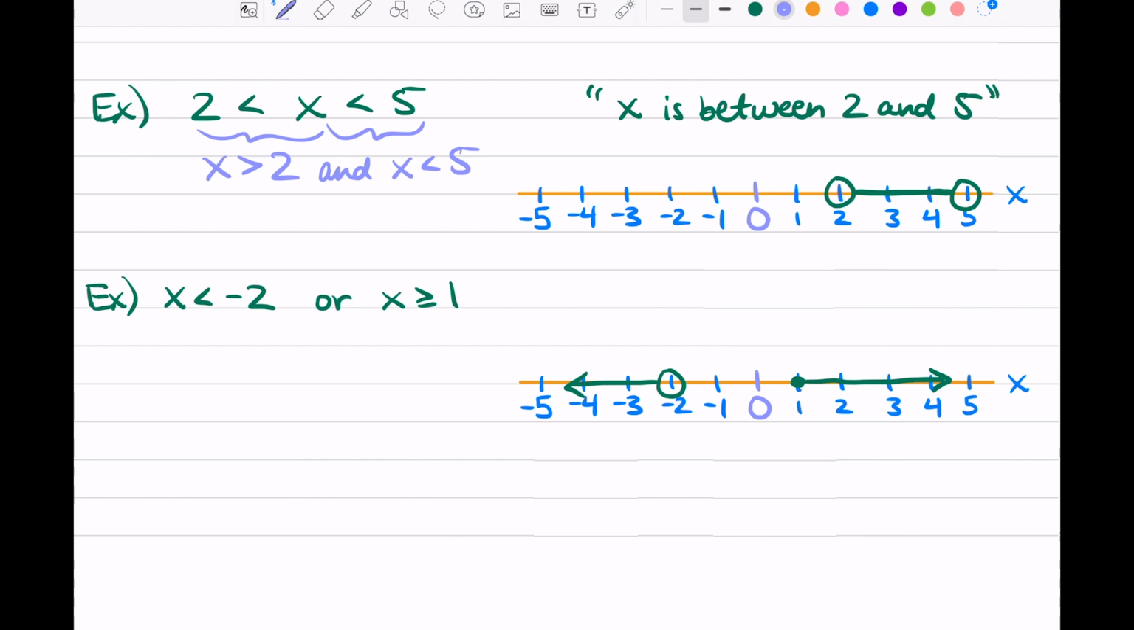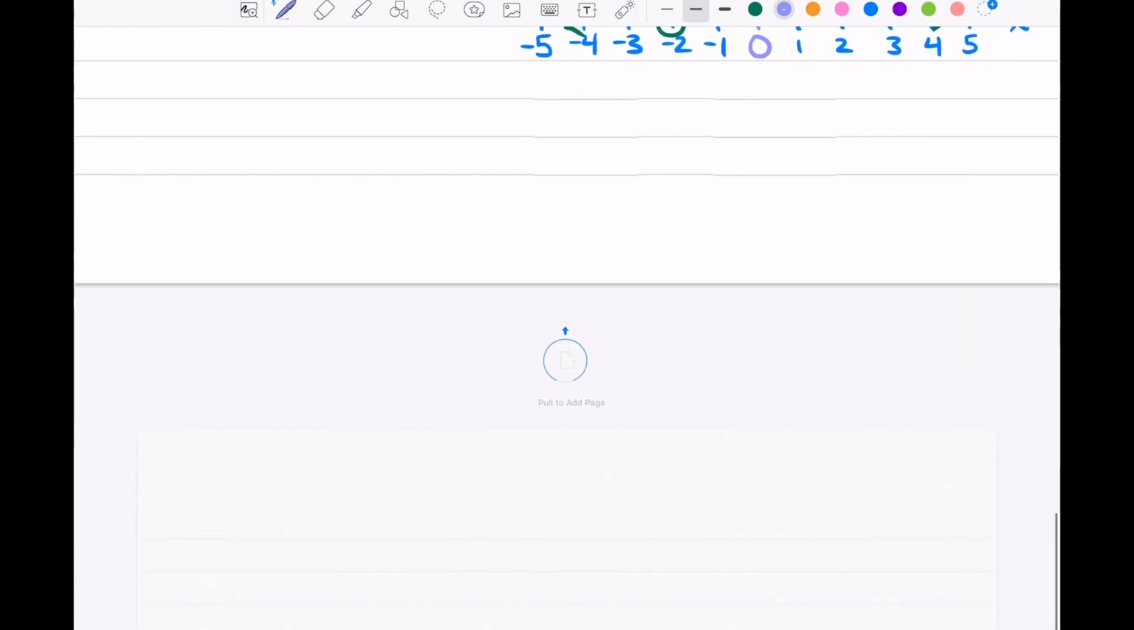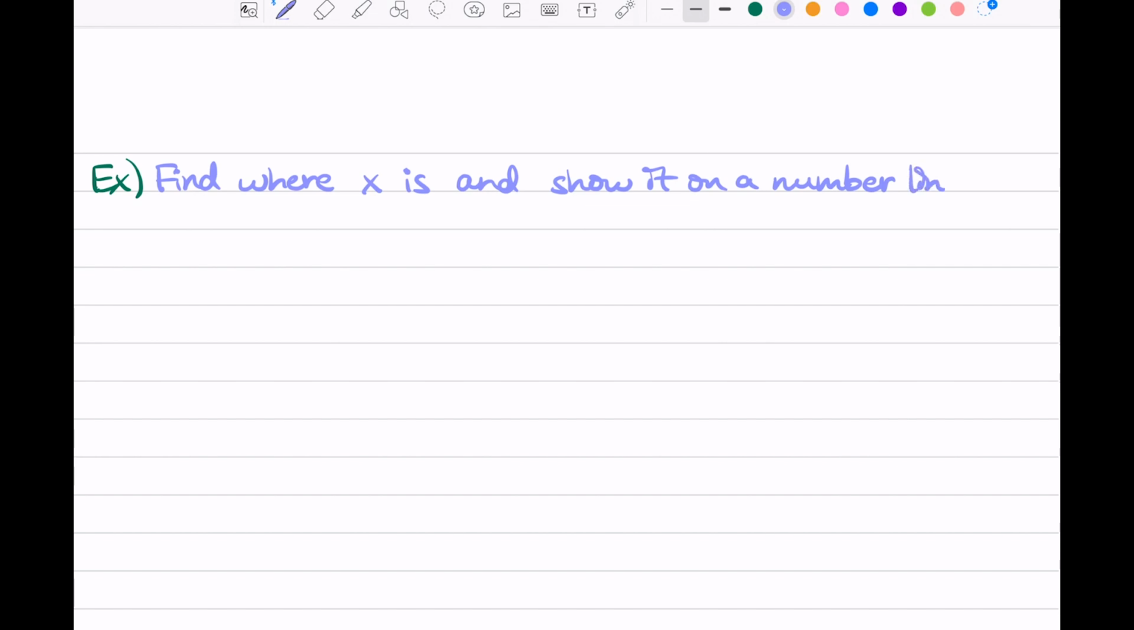All right. So now that we've gotten an idea of that, how about we take things up a step? Find where x is and show it on a number line. And we have -16 is less than or equal to 3x minus 1, which is less than 11.